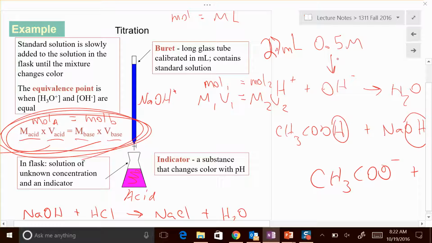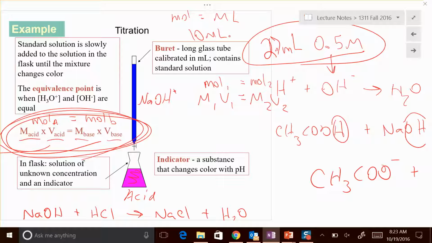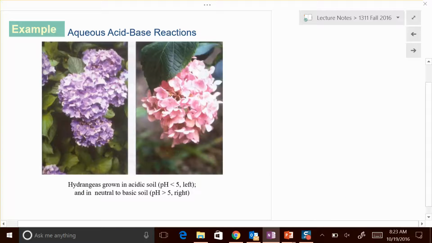So here, 27 milliliters of 0.5 molar sodium hydroxide. And let's say I was titrating 10 milliliters of an acid. So 27 times 0.5 divided by 10. That's how I would find the unknown concentration of that acid. So let's do a few practice problems here.